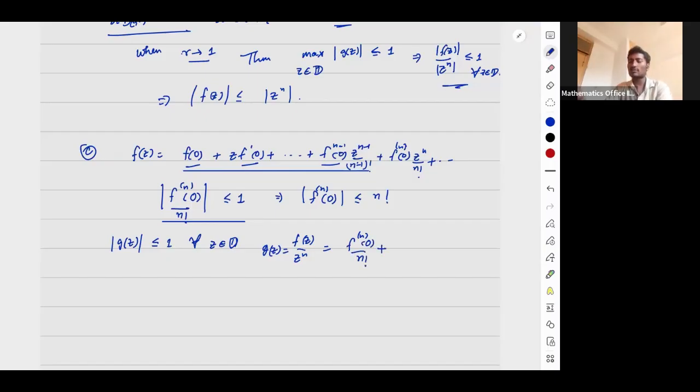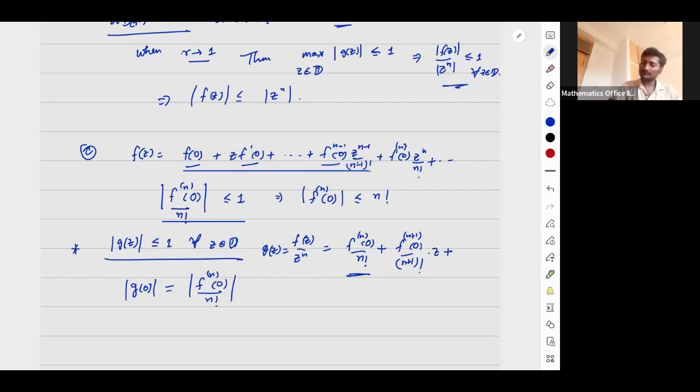Now because z to the power n has been taken common outside, we have f^(n+1)(0) by (n plus 1) factorial into z. Now we start from here. So this is the constant term of G. So what is G(0)? G(0) is exactly equal to f nth derivative at 0 by n factorial. When we take the modulus of this, we are going to use a star. This is bounded by 1. This is from star. So this implies what we want to get.